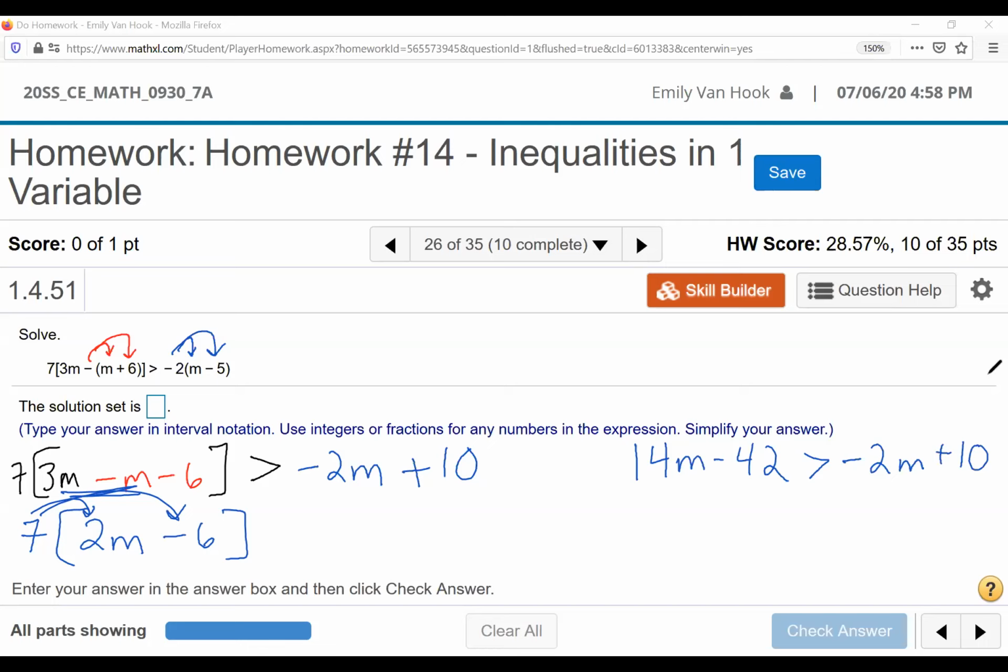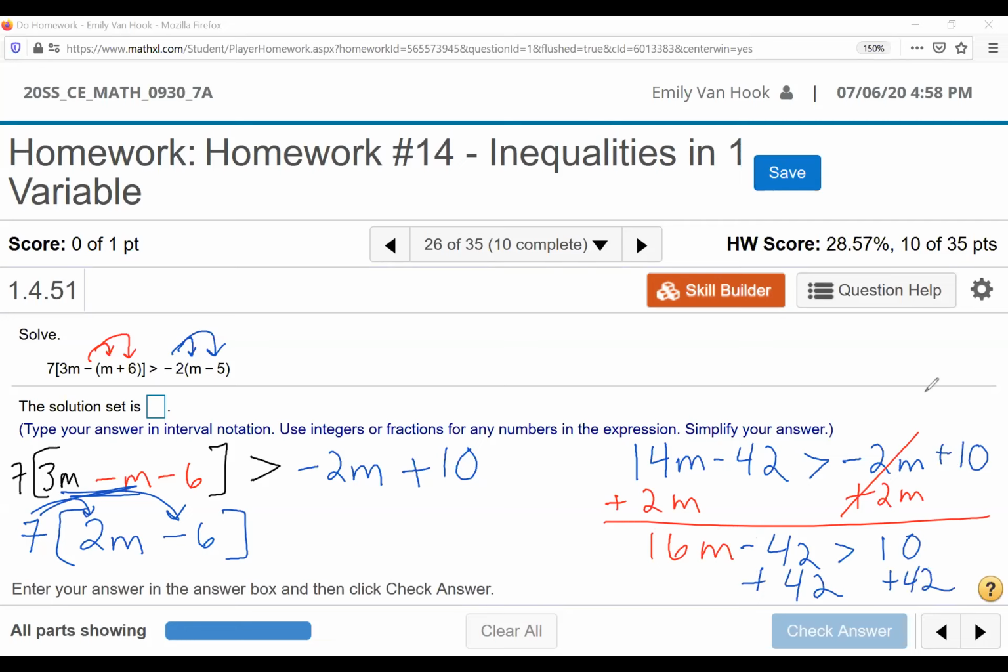Okay, now we can work on getting all the m's on the left side. So let's add 2m to both sides. 14 plus 2 is 16, so 16m minus 42 is greater than 10. Now I can add 42 to both sides.